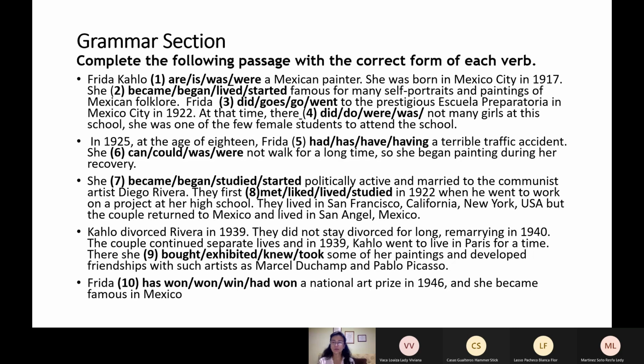What do you think is the appropriate answer? Frida has, teacher, won. Es que no estoy bien, no veo la pantalla, veo la mitad y no veo todo el resto. Entonces, has won. Has won quiere decir presente perfecto. Y le recuerdo que Frida es parte del pasado. Frida has won, Frida won, past tense. Frida win, eso es presente, pero no está con ese. Had won, había ganado a National Art Prize in 1946, and she became famous in Mexico.